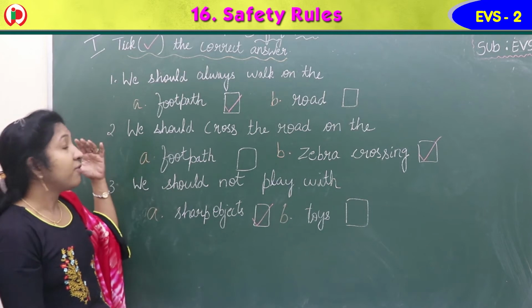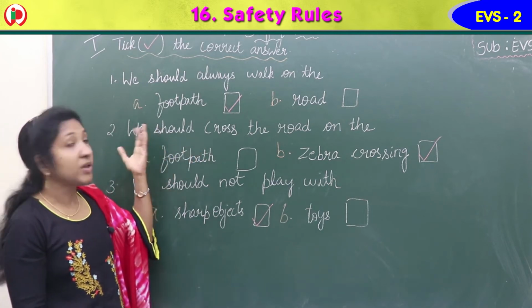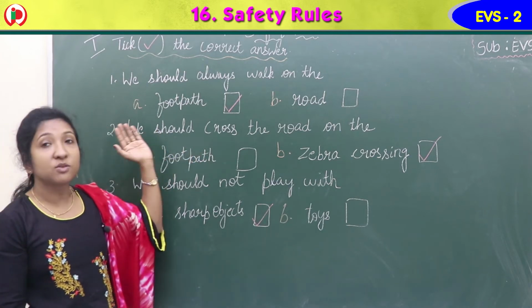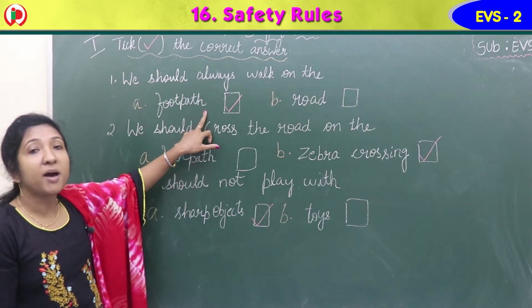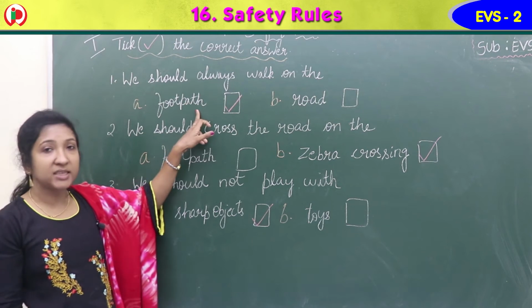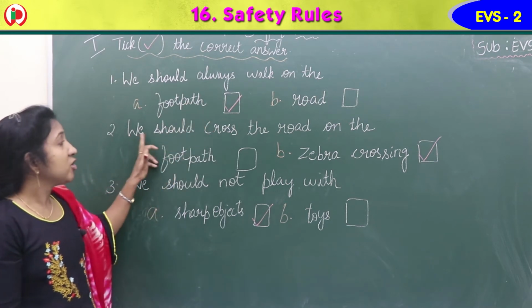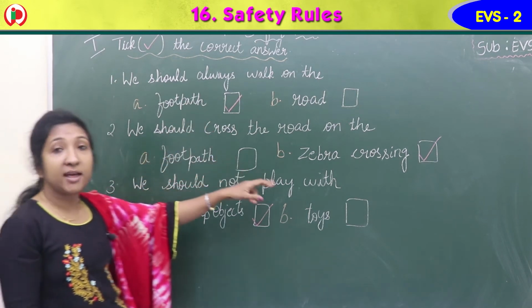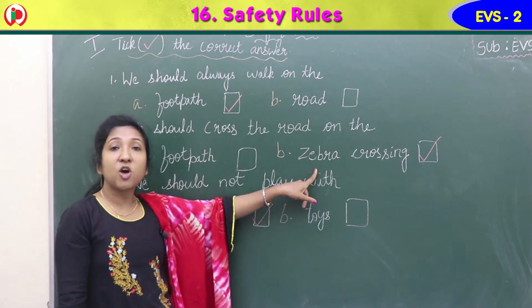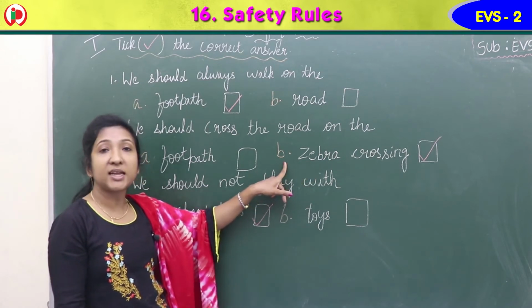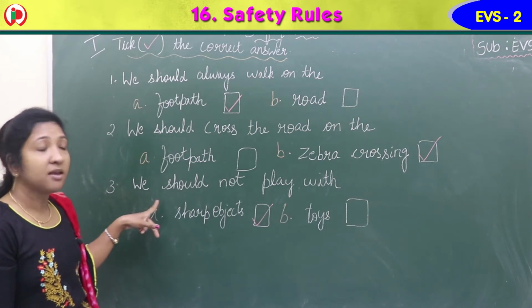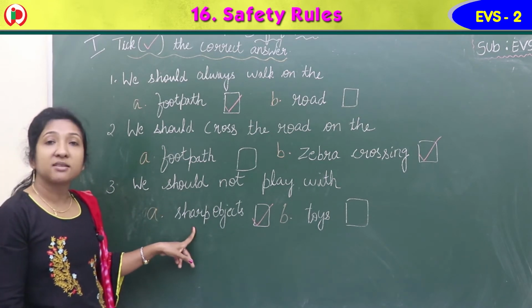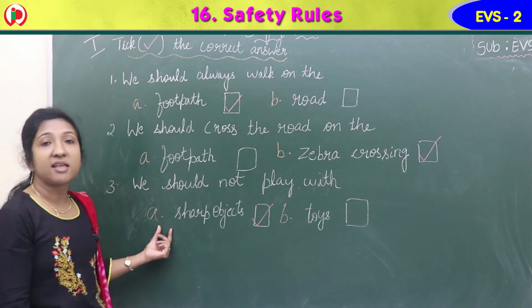Okay. So what was our first question? We should always walk on the footpath. Option A is the correct answer. Second, we should cross the road on the zebra crossing. Option B is the correct answer. Third one, we should not play with sharp objects. Option A is the correct answer.